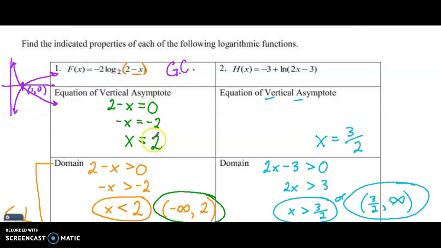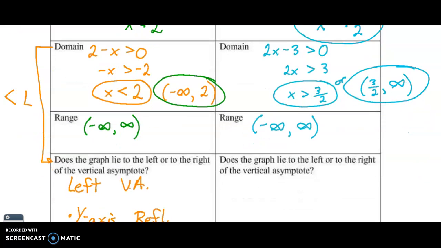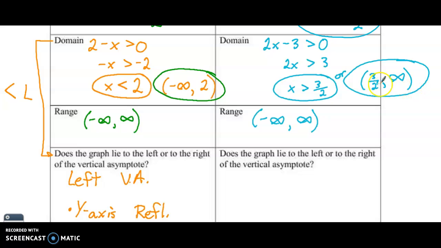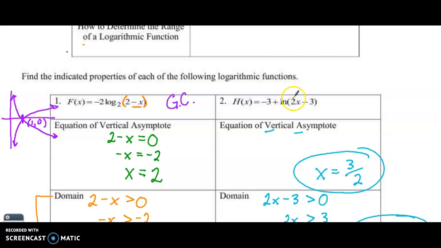And it's fine if you want to work it out the same way that the notes tell you to, but it's really the same work there. The range, as I mentioned, is always all reals. And then because we're going from 3 halves to infinity, or to the right of 3 halves, we are to the right of the vertical asymptote. I guess I didn't write "of" over here. And there's no y-axis reflection. If we go back to our transformations, there's not a negative in front of x, so there's none of that.